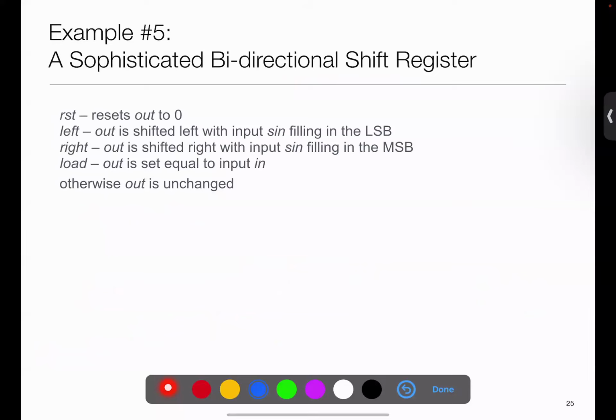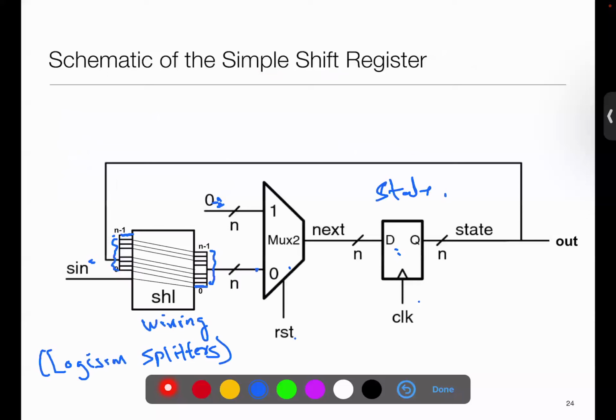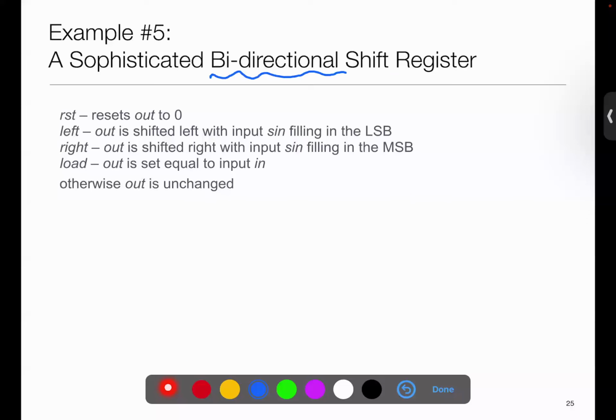Let's move on. A more sophisticated shift register, which is bidirectional. The previous one was always shifting left. What we want to do now is shift left or right, depending upon two signals, left or right. Then I have reset, and I also want the ability to load a new value. The previous one didn't have a load. So let's see how we will do that.